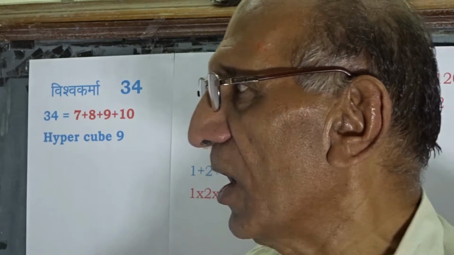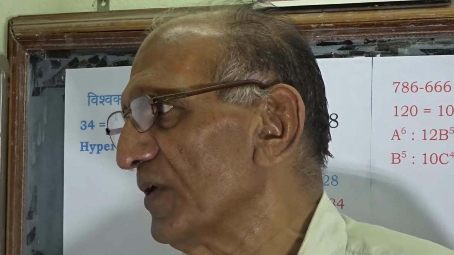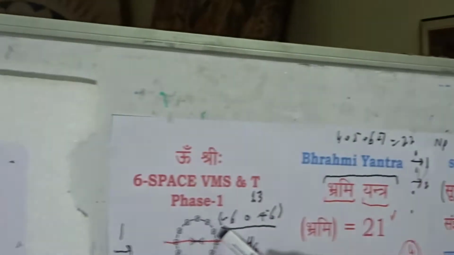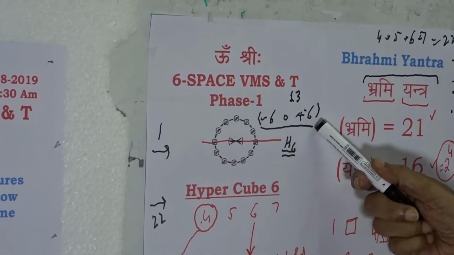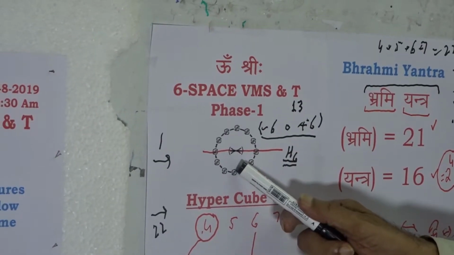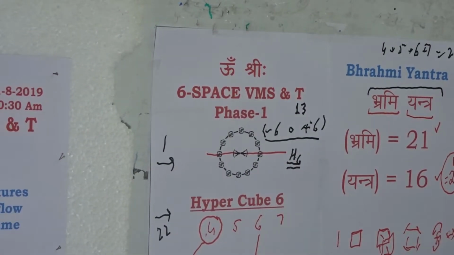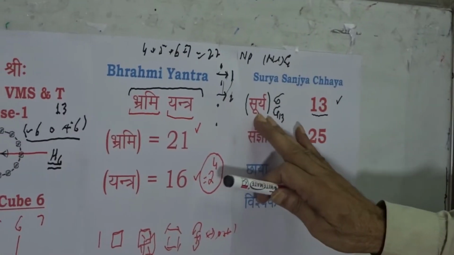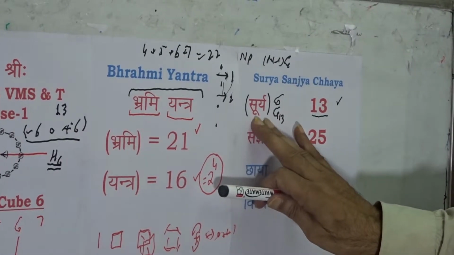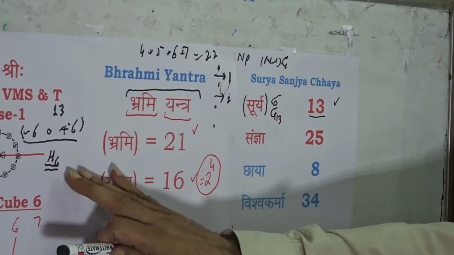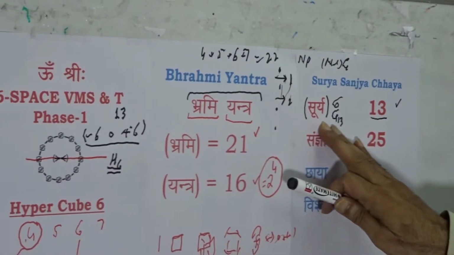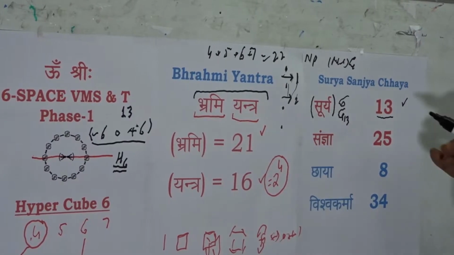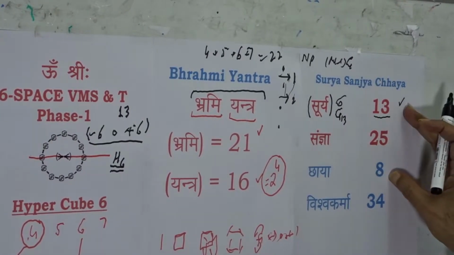Therefore, when we are trying to be face to face with 6 space VMST, that means we have to be face to face with the 13 versions of hypercube 6, which is the representative regular body of a 6 space. Therefore, the Surya, the sun, as a body of the format of hypercube 6 will be providing us a setup, a range of its manifestation as of 13 geometries range.